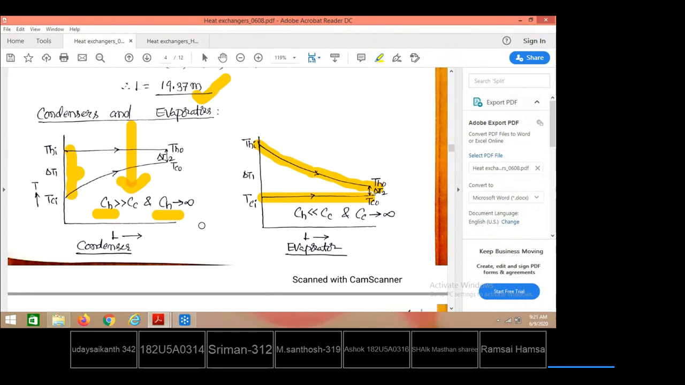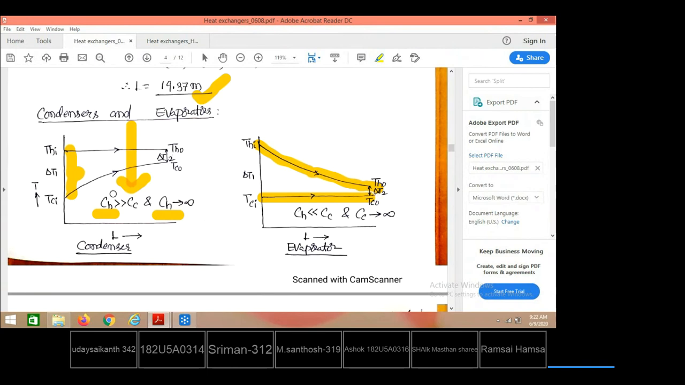So evaporators and condensers. Otherwise, there is no difference between the temperature profiles we have seen in the earlier case and the present case. When it comes to evaporators and condensers, one of the fluids is undergoing the phase change. In the case of evaporators, the hot fluid is undergoing the phase change without change of temperature. The hot fluid is simply changing phase, whereas the cold fluid is increasing in temperature, maintaining the same phase.